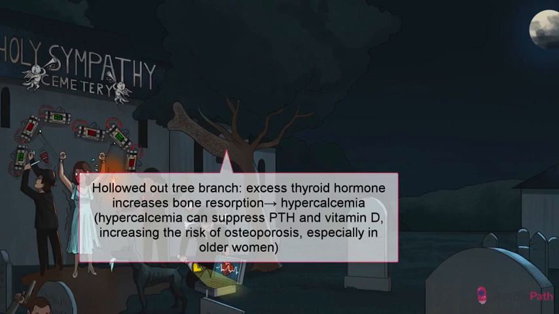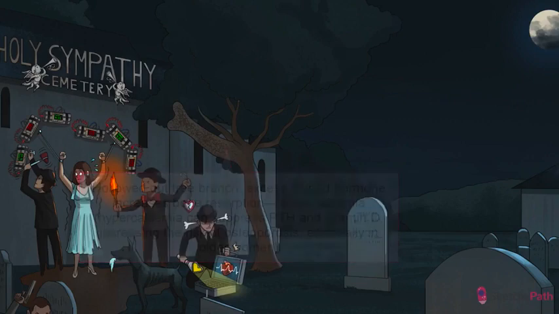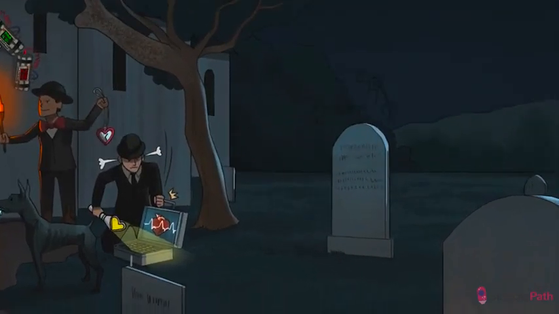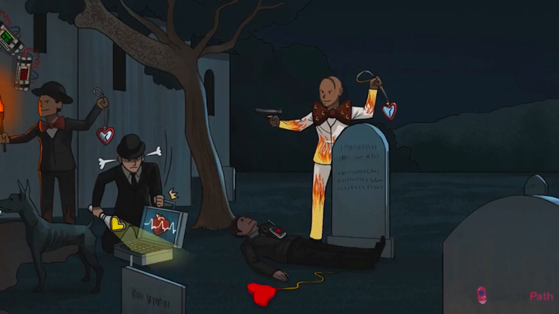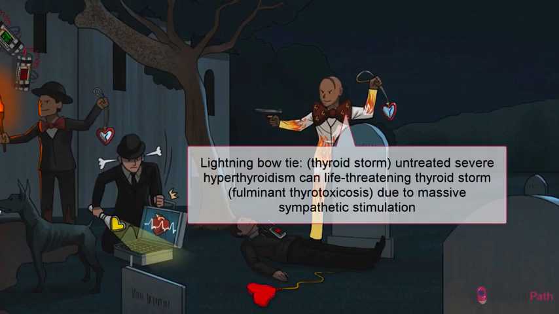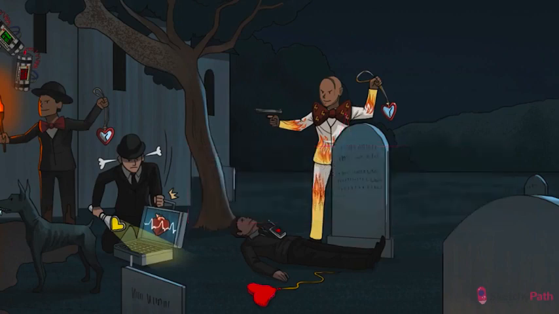which can further promote the development of osteoporosis, especially in older women. Recall from the first video in our thyroid series that hypothyroidism can culminate in acute myxedema coma, a medical emergency. Well, untreated severe hyperthyroidism can lead to its own rare, life-threatening condition known as a thyroid storm. Just look at the ridiculous size of that bow tie worn by Dr. Storm. Thyroid storm presents with severe symptoms of thyroid toxicosis.